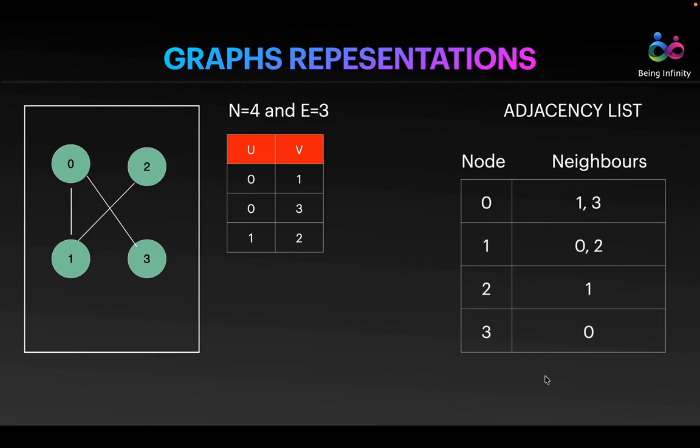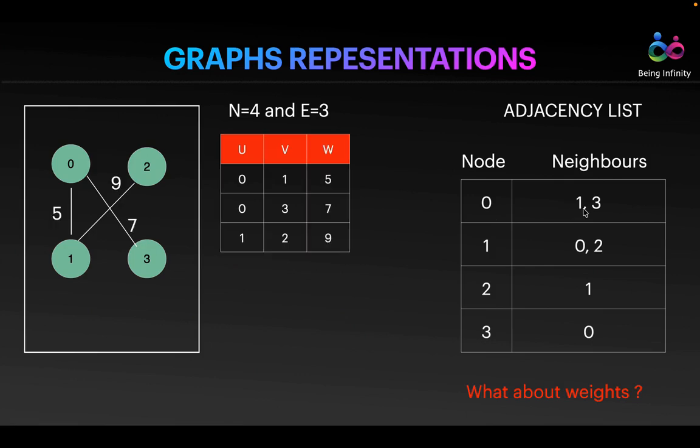Now what if we have weights here also? If you have weights here, 0 will not just remember who all its neighbors are but also the weights to reach that particular neighbor.